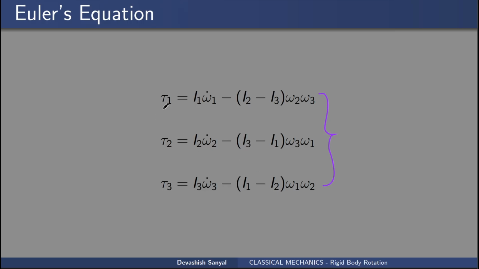These are the torques along direction 1, this is the torque along direction 2, and this is the torque along direction 3, and that is related to I1, the moment of inertia along direction 1, into omega 1 dot, minus (I2 minus I3) omega 2 omega 3. The other equations are also similar. So we have three equations which describe the rigid body rotation, and these are Euler's equations.